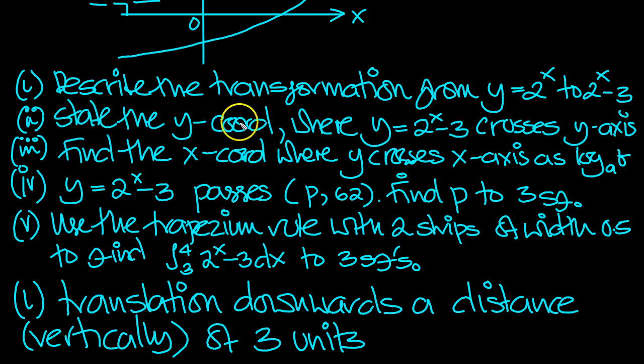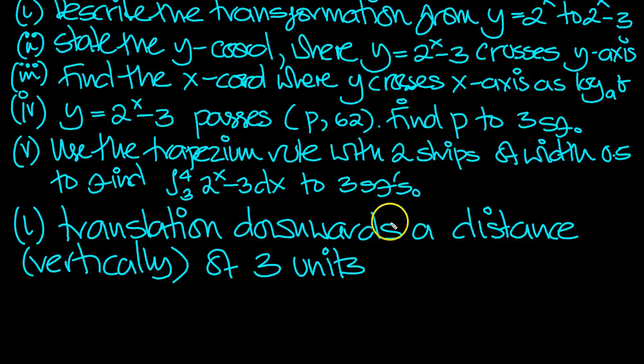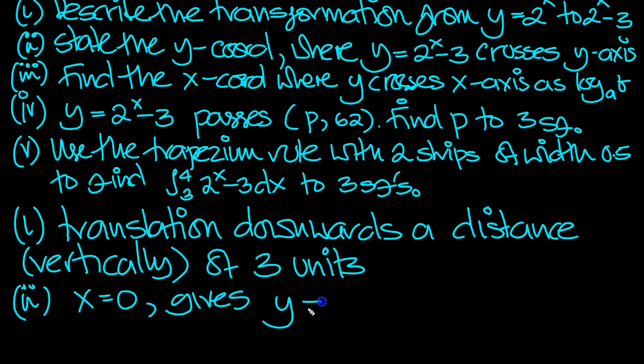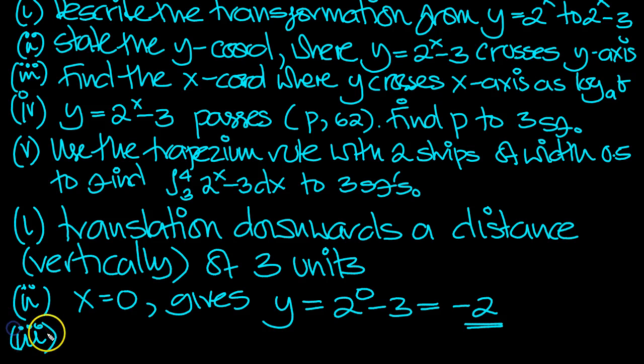Okay, that's part 1. State the y-coordinate where y equals 2 to the x minus 3 crosses the y-axis. Well, that would be when x is 0. So part 2. x equals 0 gives y is equal to 2 to the 0 minus 3, which, anything to the 0 is 1. 1 minus 3 is minus 2. So that's part 2.